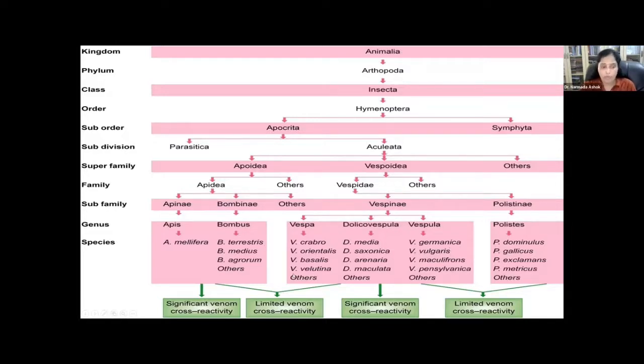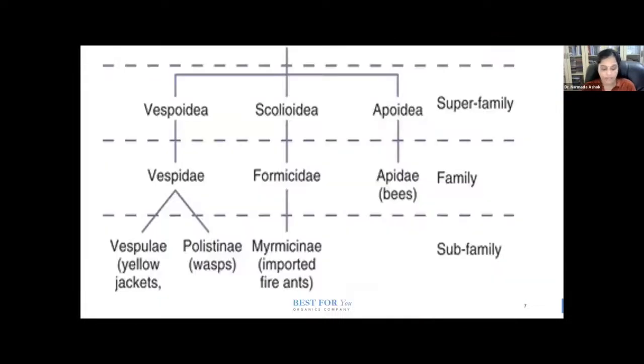Why should we know about the genus and species? Because there is a significant amount of venom cross-reactivity between the genera. So the Apis and the Bombus will have significant cross-reactivity, however, they have limited cross-reactivity between the species. So we have to know about the different genera and species in order to know how to manage the patients who have insect venom hypersensitivity and anaphylactic reaction.